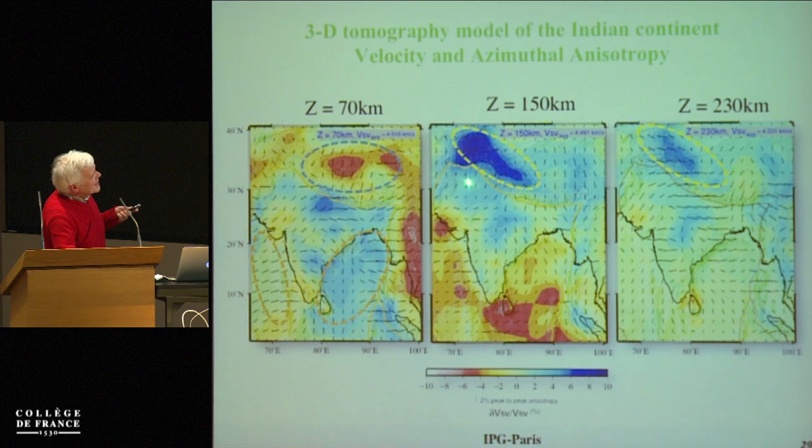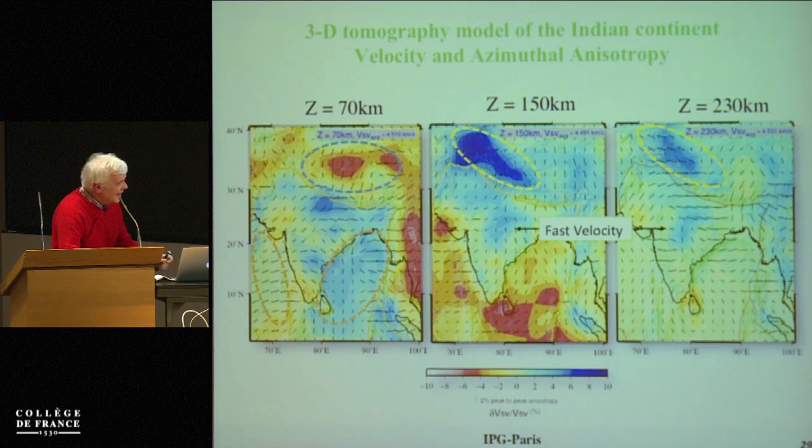When we go deeper, you can see fast velocities due to the collision at 150 and 230 kilometers. We also see some blue spots in different parts of the Indian continent, and we will do different cross sections to investigate if we can see the different cratons of India. An interesting point is the fast velocity at very large depths. It has a limited extent, but it is a fast velocity, an almost north-south object in the center of India.